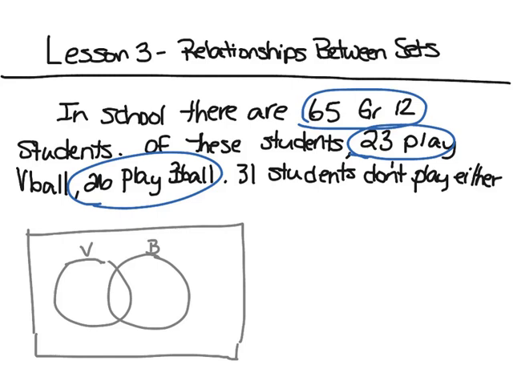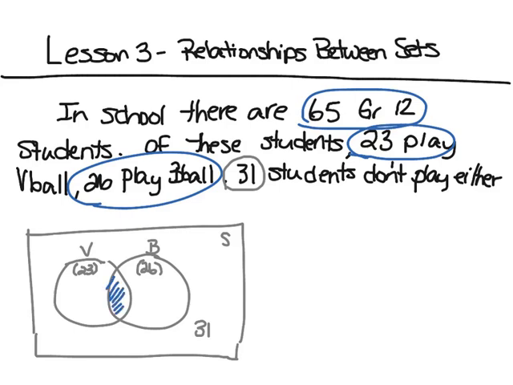We know that altogether in volleyball, there has to be 23, and in basketball, there has to be 26. But we don't know how many of those kids play both volleyball and basketball. So we have our universal set, we'll call it S. We know there's 31 kids who don't play either sport. So we want to try to find our intersected area.